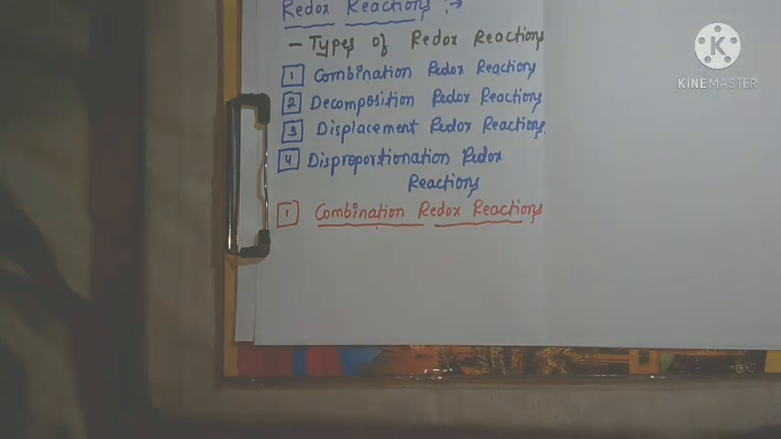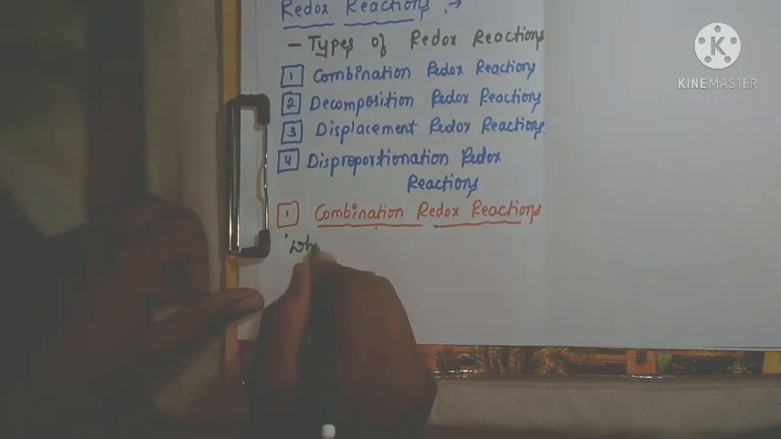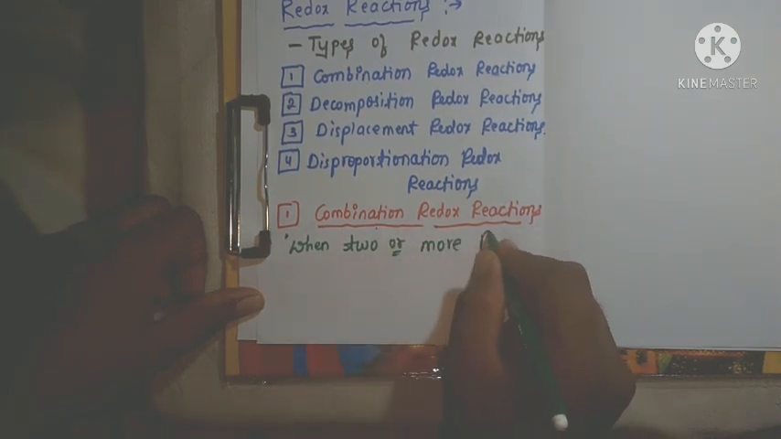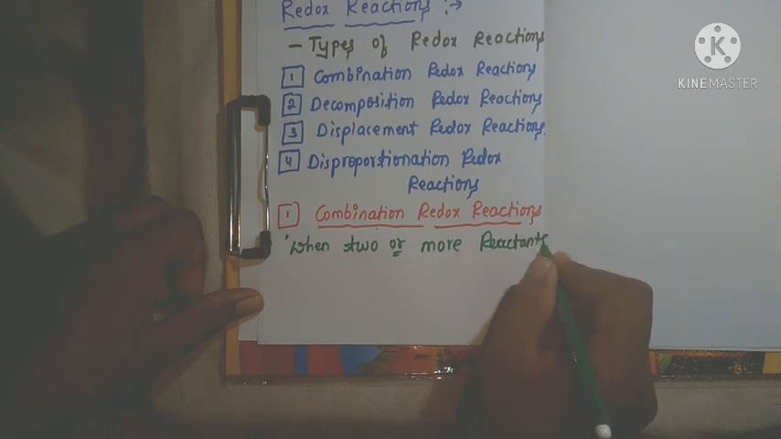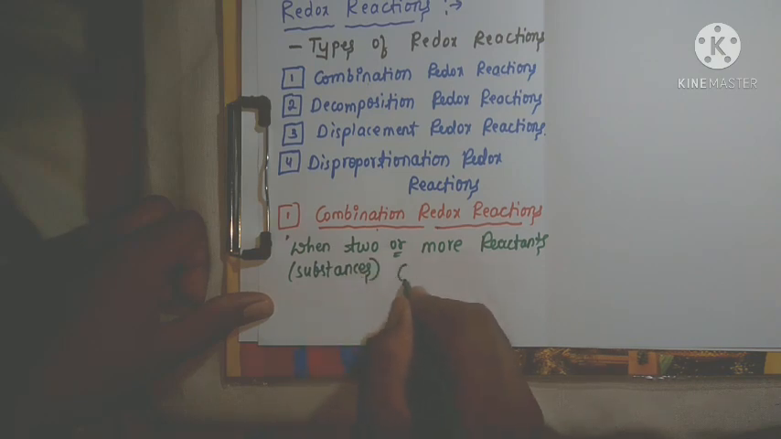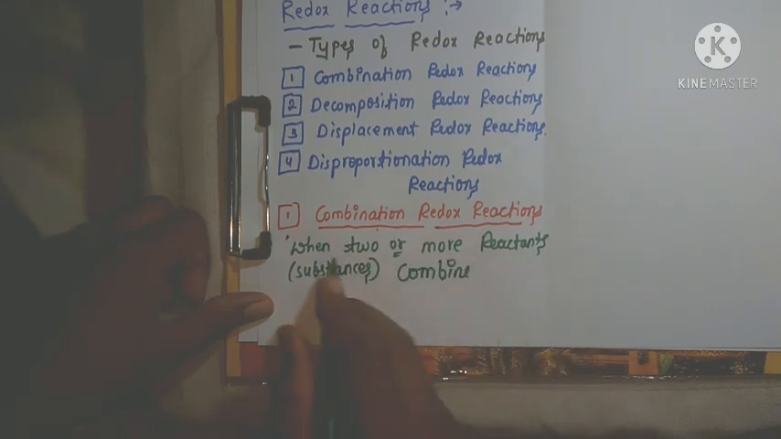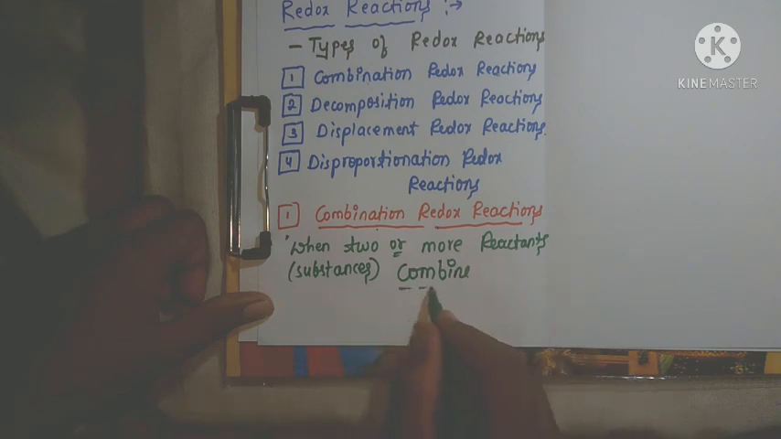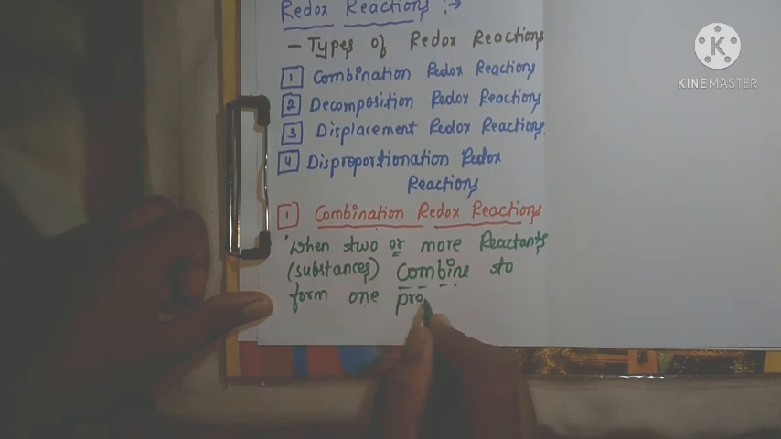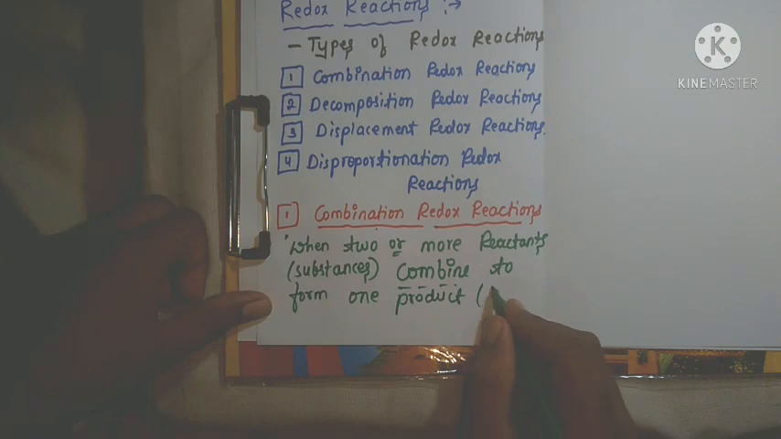Now what is the definition? When minimum 2 or more reactants, sometimes also called substances, combine to form one product, or one substance.